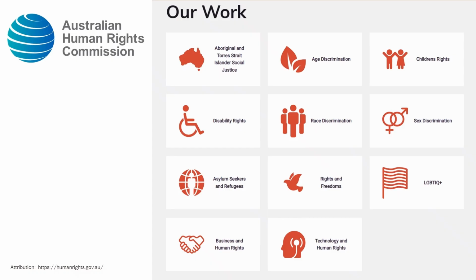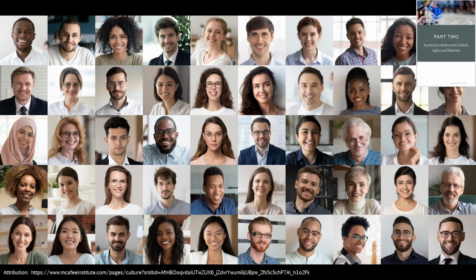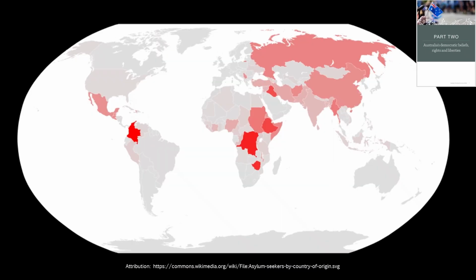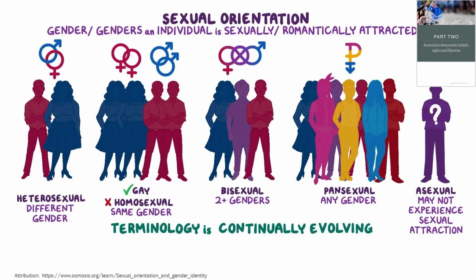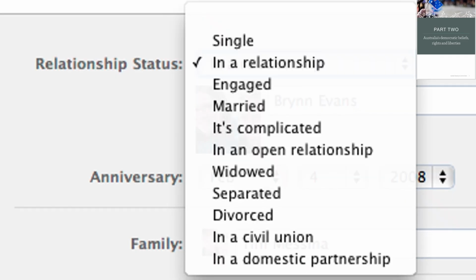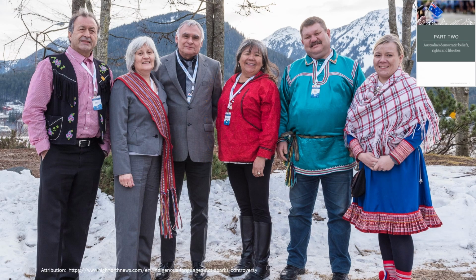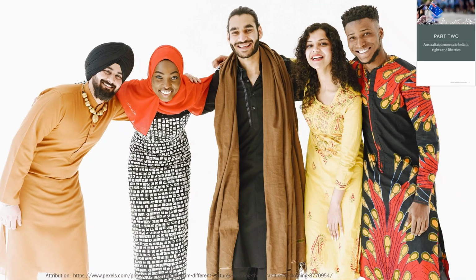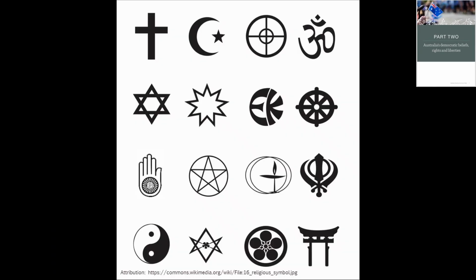There are organizations to help people who suspect that they have been treated unfairly under the law. All Australians are expected to treat each other with dignity and respect, regardless of their race, country of origin, gender, sexual orientation, marital status, age, disability, heritage, culture, politics, wealth, or religion.